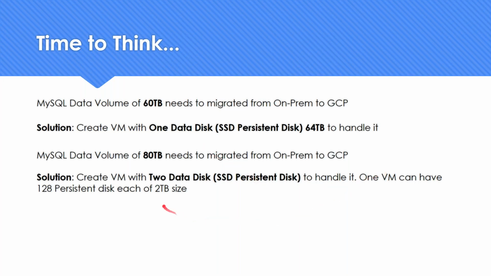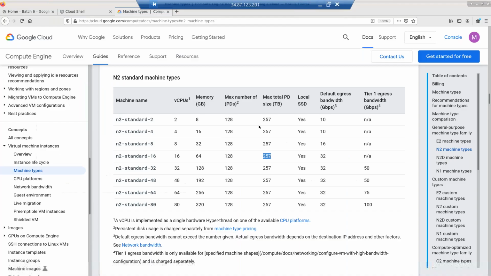This 2 TB per disk size is not Google saying, but I'm just giving a small hint here. If you attach 128 disks, each disk can usually be 2 terabytes. Just doing a small math may not be true, but it's not that 128 into 64.